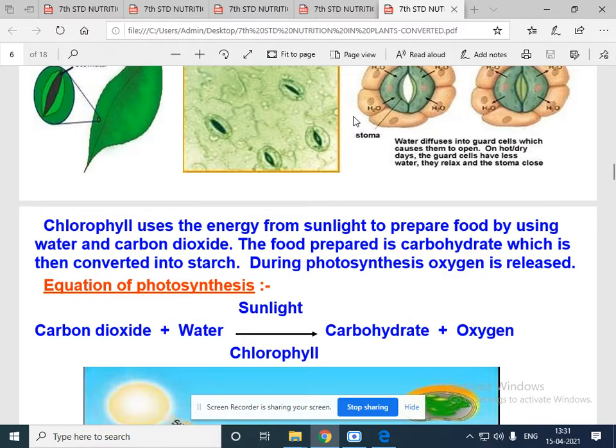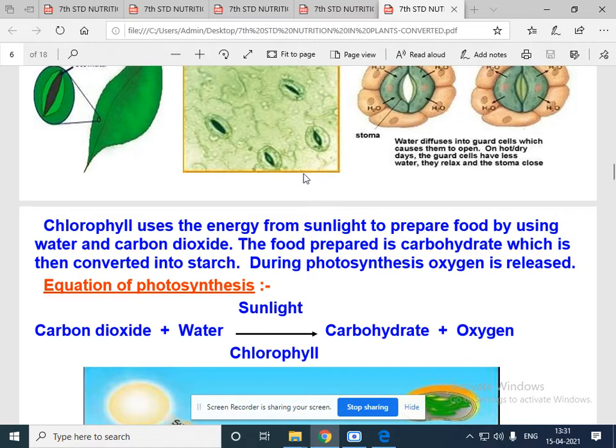All right, students. In the first class, we studied the introduction to nutrition in plants and a little bit about photosynthesis. Today in this class, we are going to study in detail about photosynthesis: how it takes place, and what kind of materials the plant requires to carry out photosynthesis.